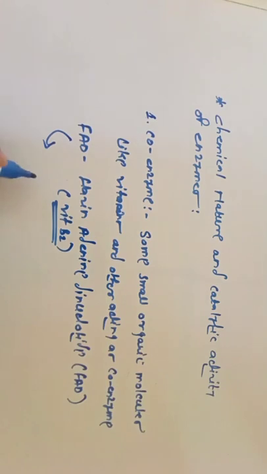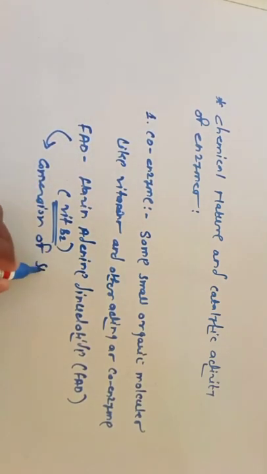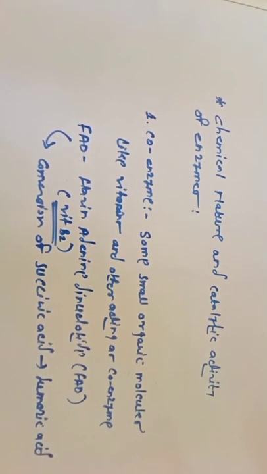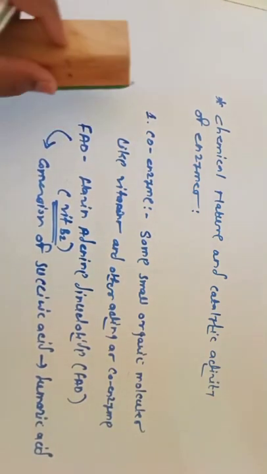So what is its role? The conversion of succinic acid into fumaric acid. So this is the coenzyme. So the cofactors are again classified into three types, that is coenzymes, metal ions, and prosthetic group. So this is all about the coenzyme.